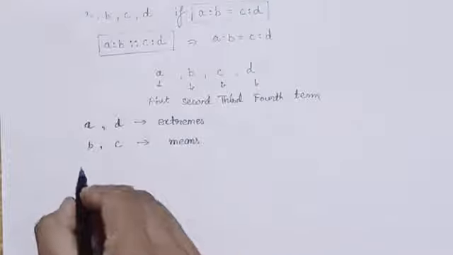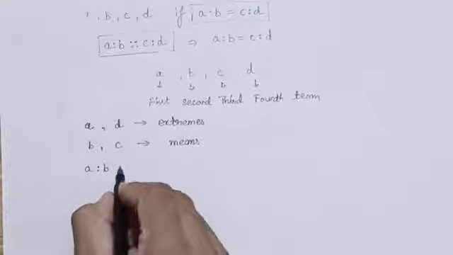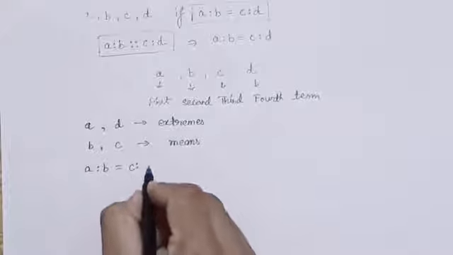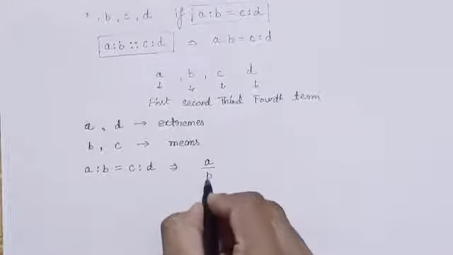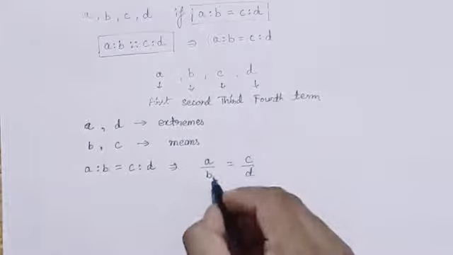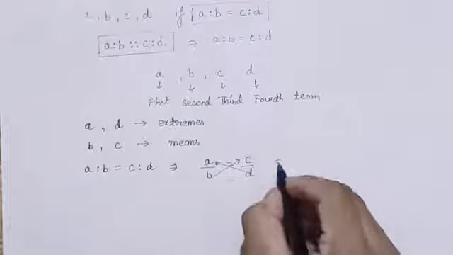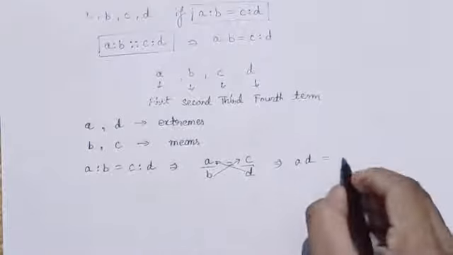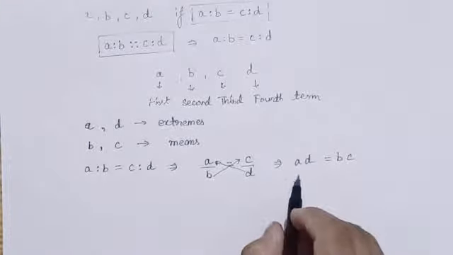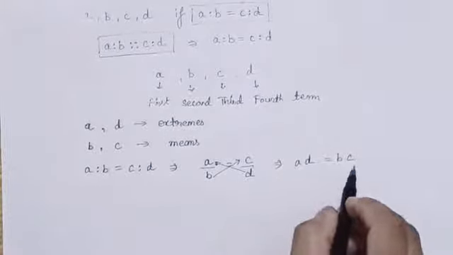Now if A, B, C and D are the four numbers which are in proportion, then we can write A is to B equals C is to D, which implies that A divided by B equals C divided by D. Now if we cross multiply, then what we get? A into D is equal to B into C. It means product of extremes is equal to product of means.